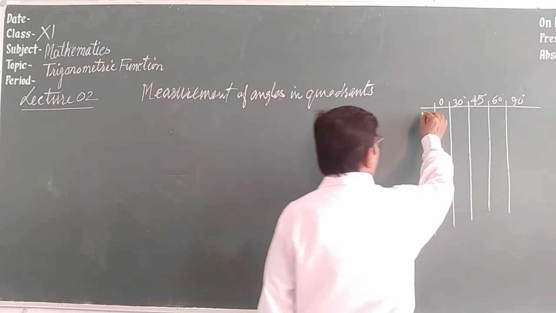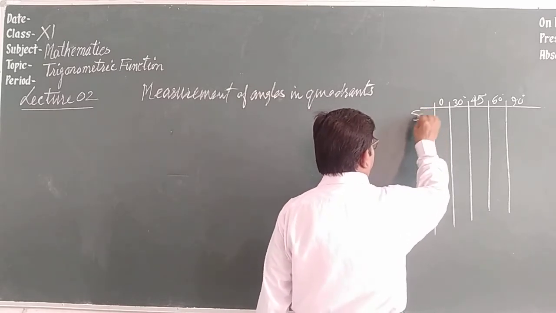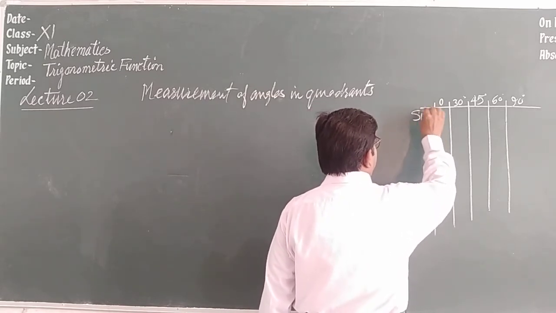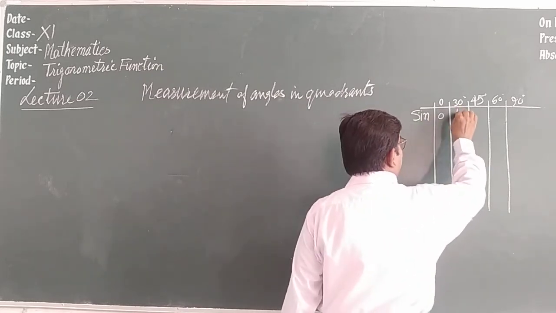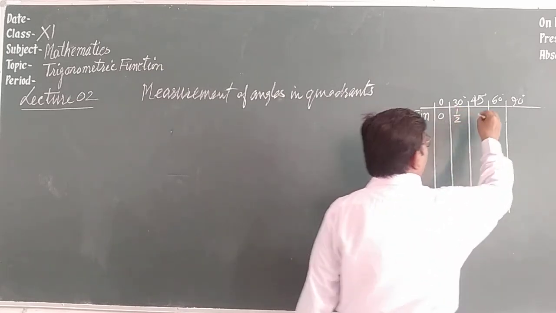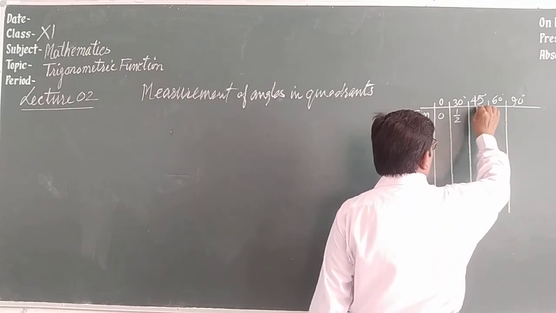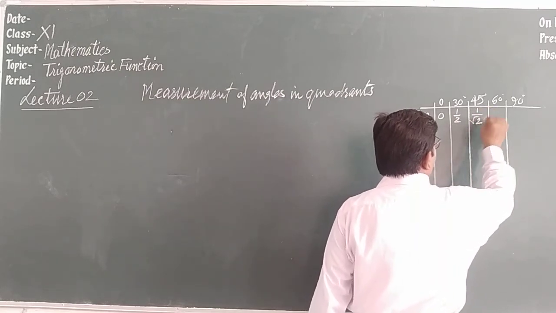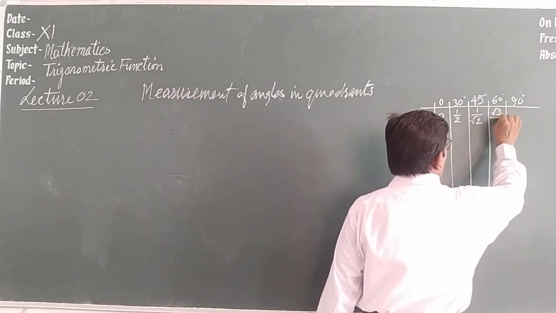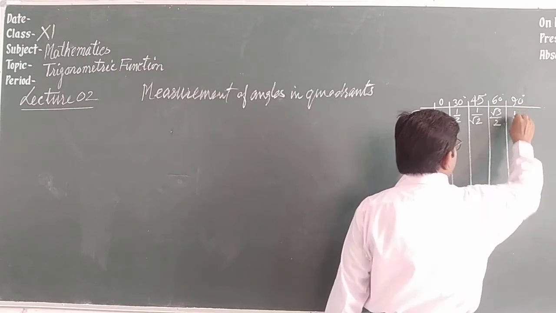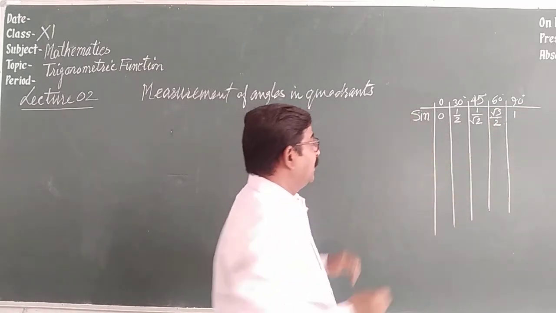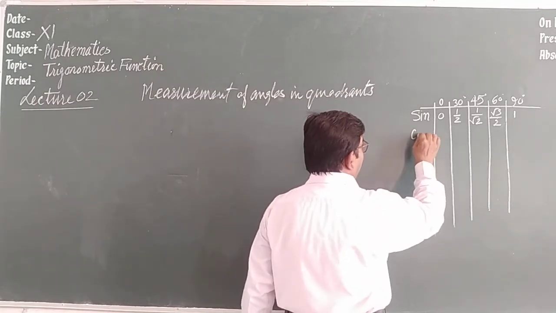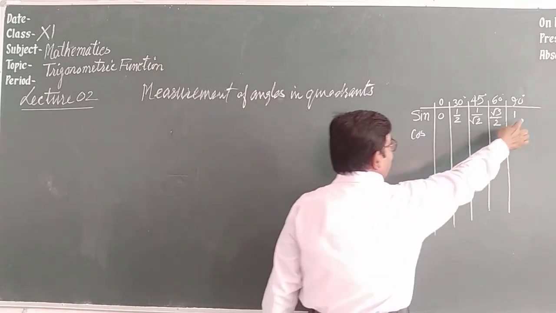Now, sine 0 degree was 0, I can remember. Sine 30 is 1 upon 2. Sine 45 is 1 upon root 2. Sine 60 is root 3 upon 2. Sine 90 is 1. When we reverse this, we have cos.